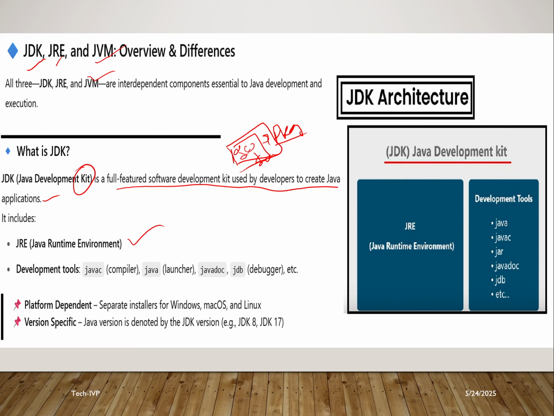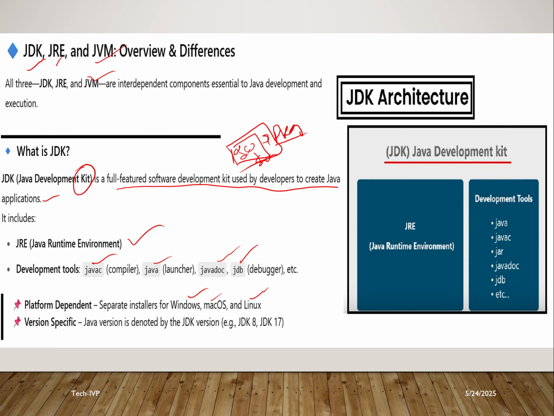What kind of development tools do you get with the JDK? First one is the JRE, then the javac compiler, the Java launcher, Javadoc, the JDB debugger, and many more. Second thing, it is platform dependent, with separate installers for Mac, Windows, and Linux. JDK is different for every machine. Mac has its own JDK, Linux has its own JDK, and Windows has its own JDK. And it is version specific: the Java version is denoted by the JDK version.